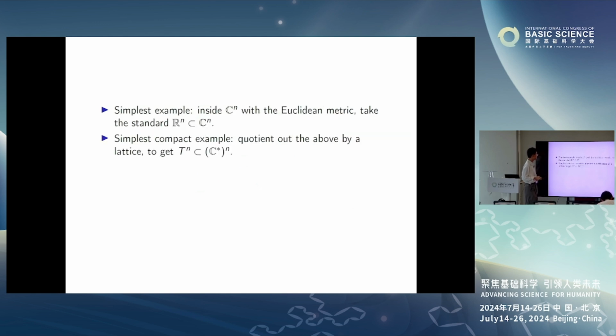The simplest example of a special Lagrangian is you start with Cn with the Euclidean metric, and you take the standard copy of Rn inside Cn. That's a special Lagrangian. The simplest compact example is you just quotient out the above by a lattice, so you get a torus inside C star to the n.